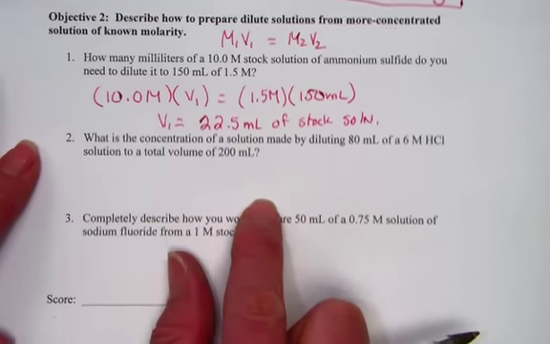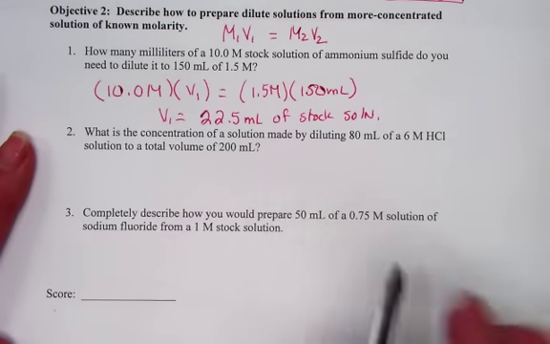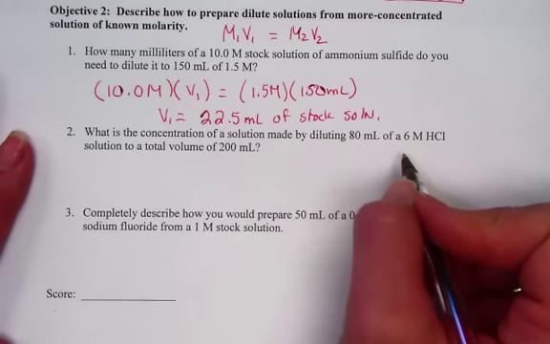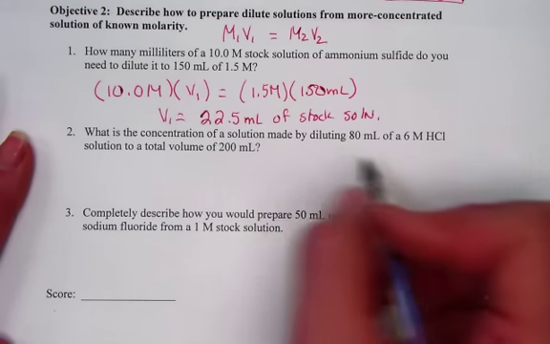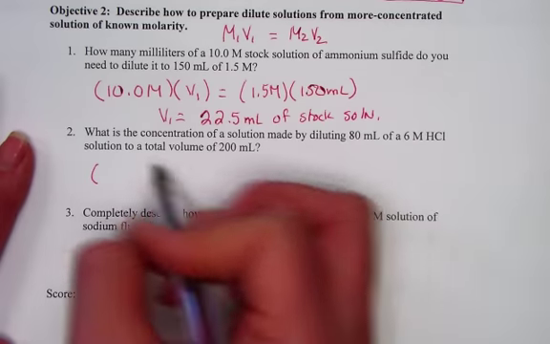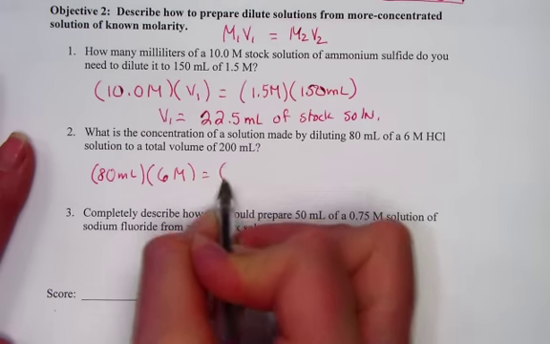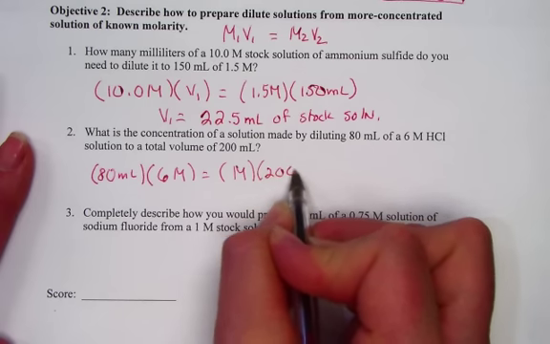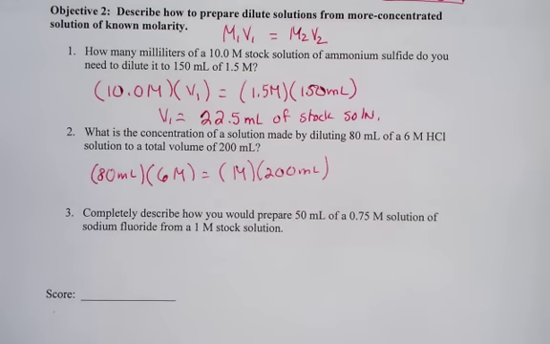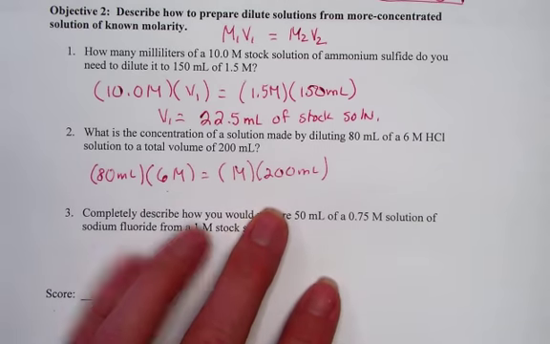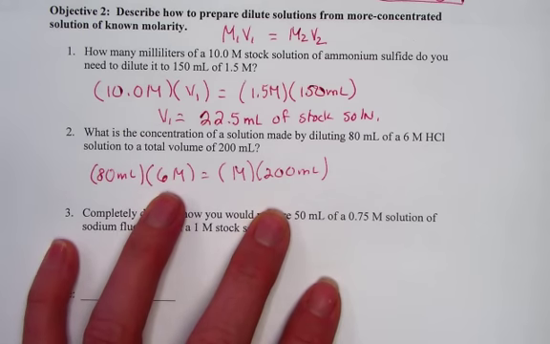Our second example, what is the concentration of a solution made by diluting 80 mL of a 6 molar HCl to a new total volume of 200 milliliters? So, the 80 mL of 6 molar are the variables that go together on one side of our equal sign. We'd like to know the new concentration when we've added enough water to make it a new volume of 200 milliliters. So, starting with 6 molar and 80 mL, we add water to create a 200 mL solution. The resulting concentration will now be smaller than the 6 molar since I've diluted it down.